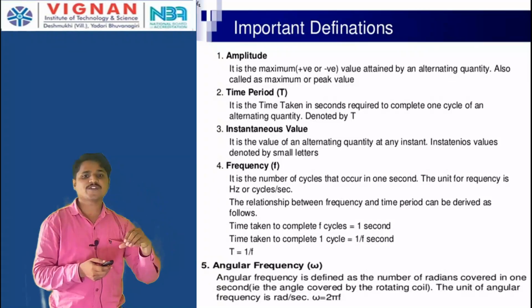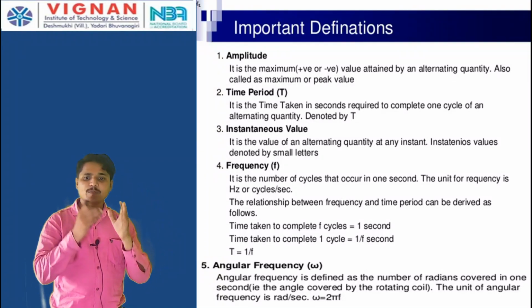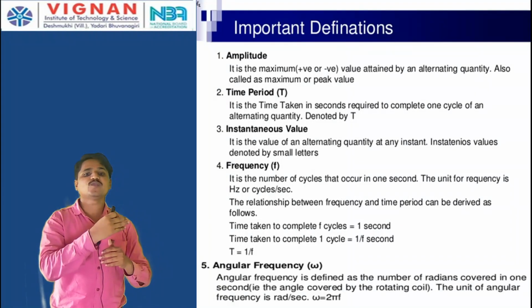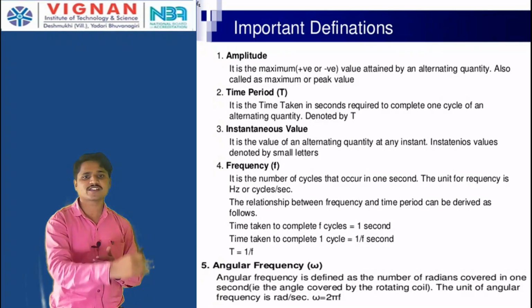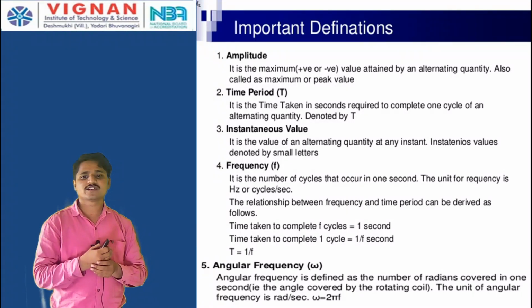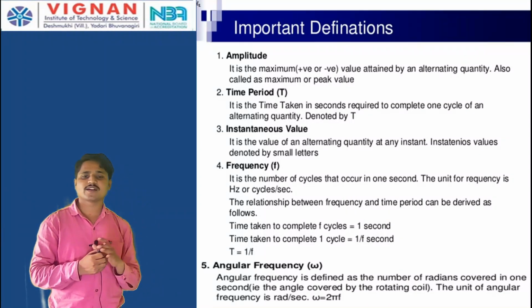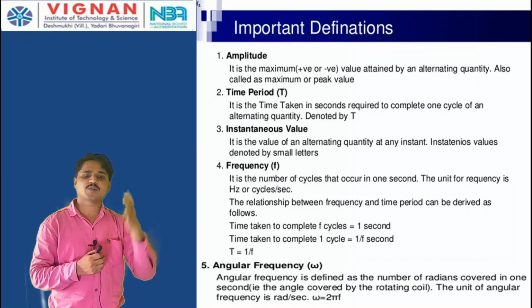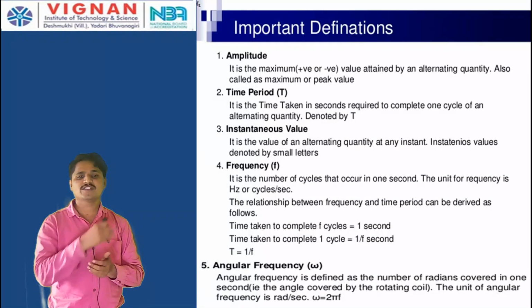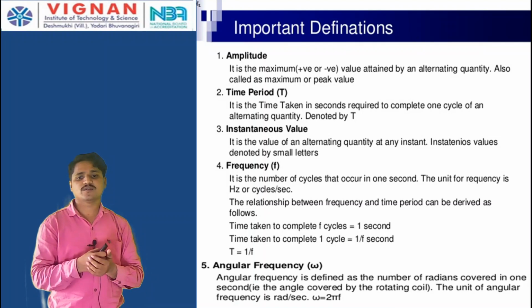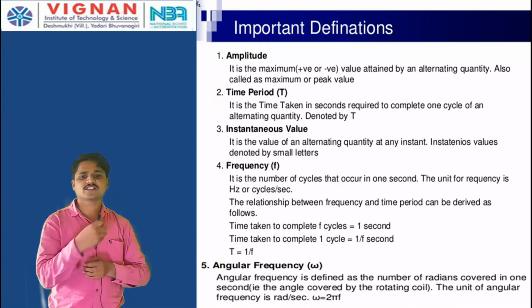So, angular frequency is defined as the number of radians covered in 1 second. The number of radians covered in 1 second is what we call the angular frequency. That means, what is the unit of this angular frequency? Radians per second. That means, in 1 second, how many radians are covered by this rotor? How many cycles are covered by this rotor?